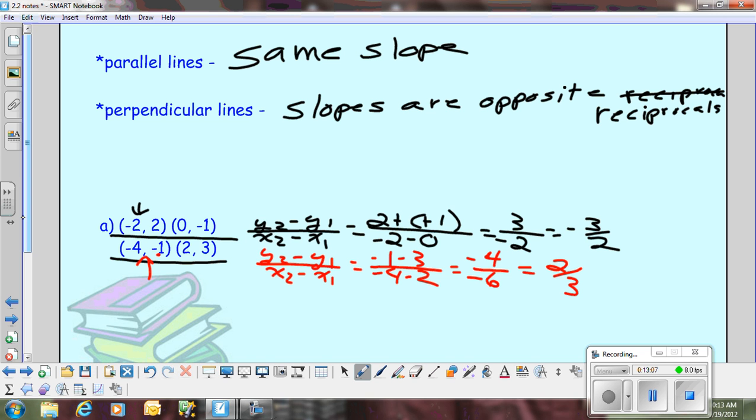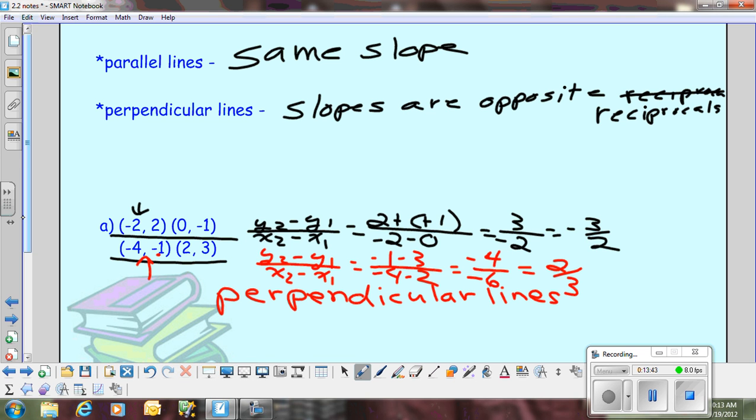What if they weren't? What if they were both negative, like negative 3 halves and negative 2/3? Then you'd say neither. They have to be opposite signs: one has to be negative, and they have to be the same reciprocal number.